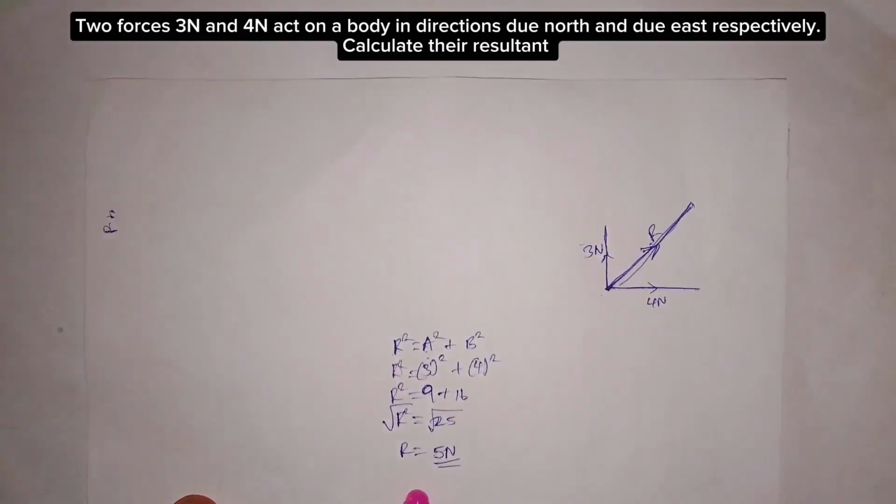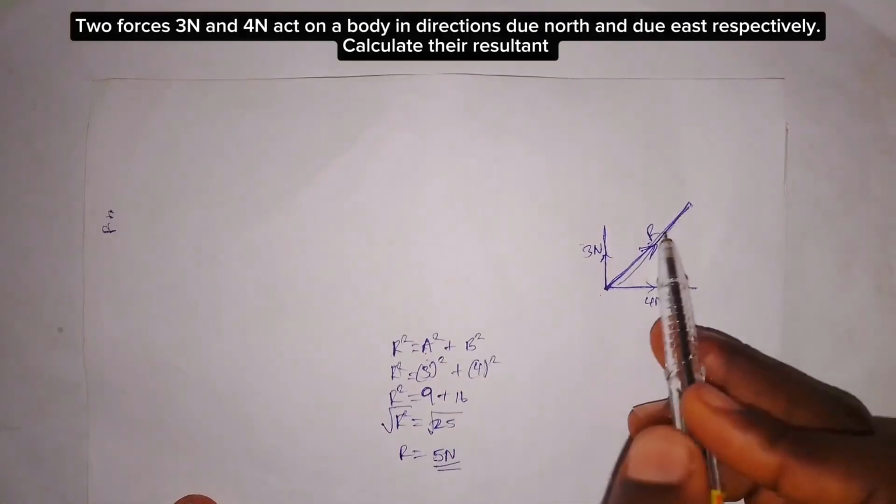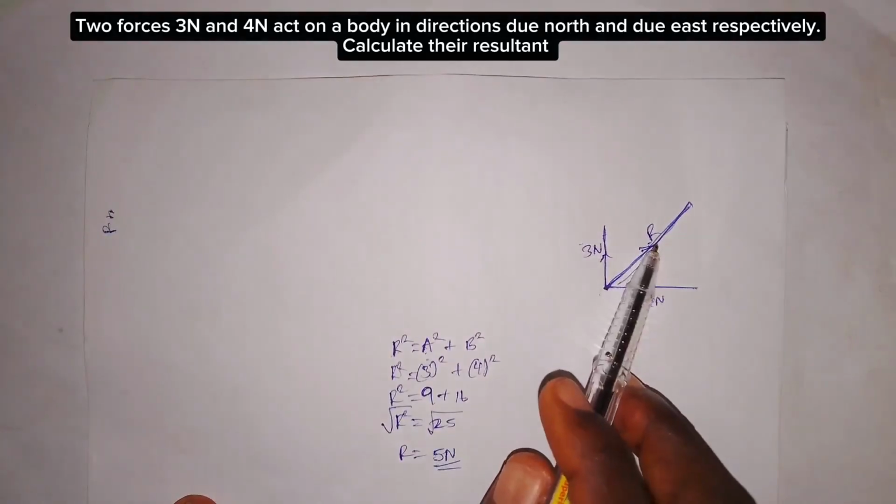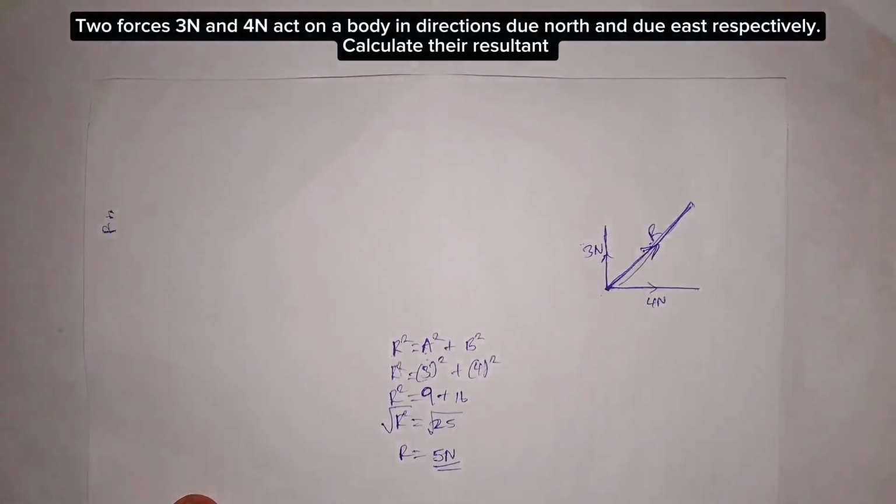Now, if you're looking at the resultant, the resultant is also larger than what? Any of the two vectors. If you solve and your resultant was 3 or 2, note that your answer is not correct. The resultant value must always be greater than any of the two vectors.